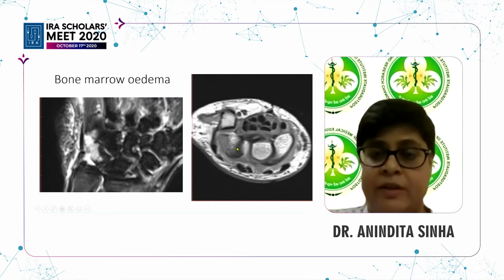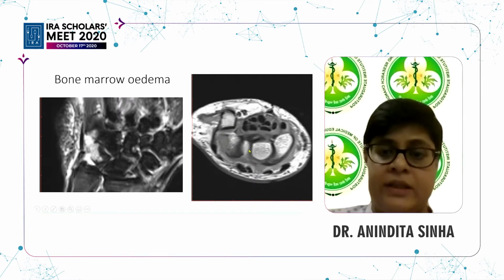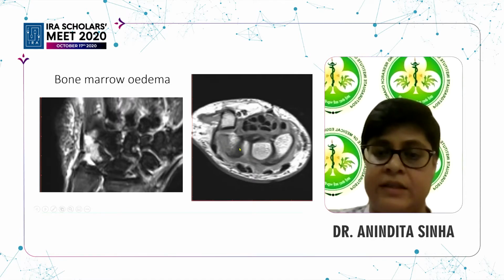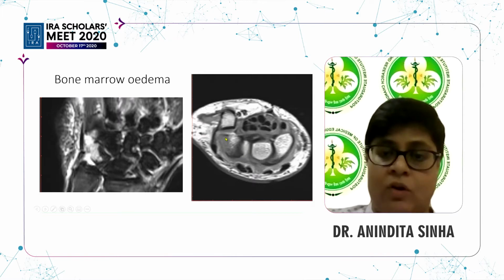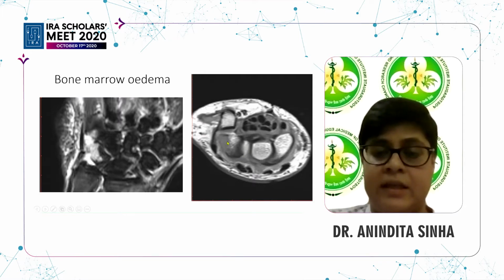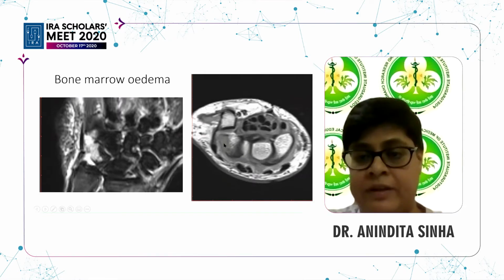Sometimes on axial it becomes very difficult, but you can see here this is the pisiform. So this is just below the pisiform. This is the trapezium here. And you can see that the bone marrow signal here has lost the normal fat signal intensity, and it is hypointense or intermediate signal intensity. And this is the edema, bone marrow edema, how it appears on the T1 weighted sequences.